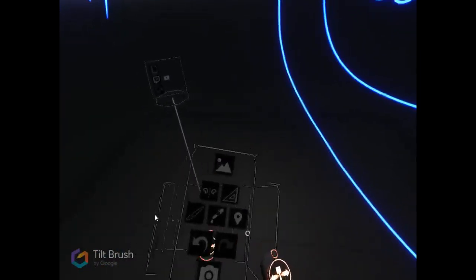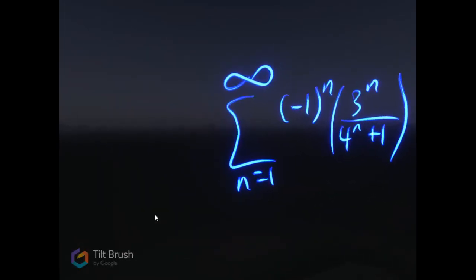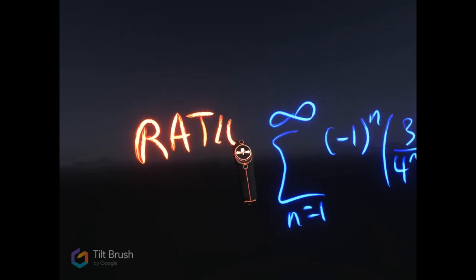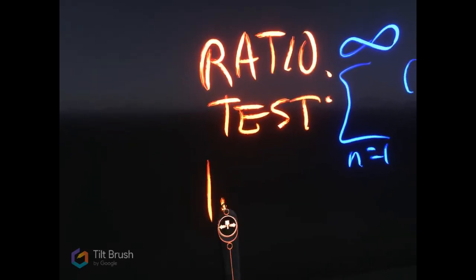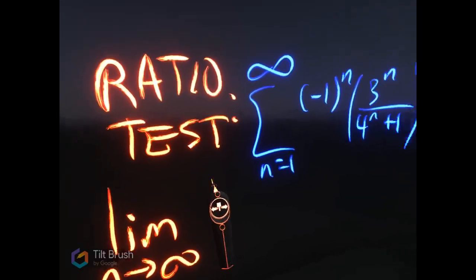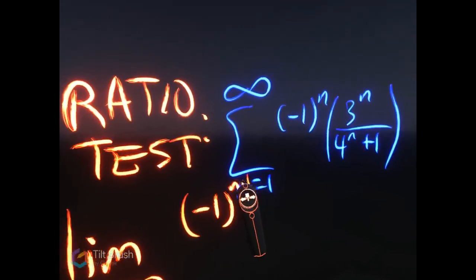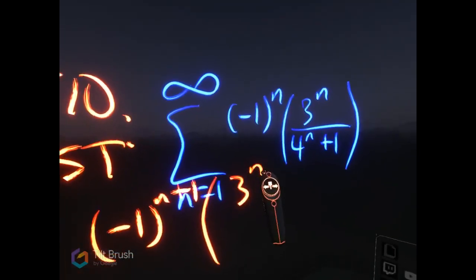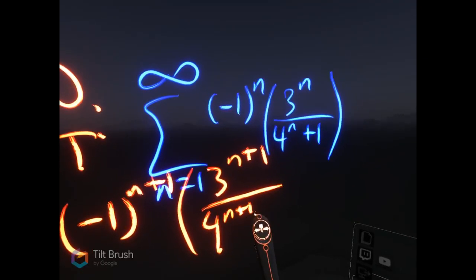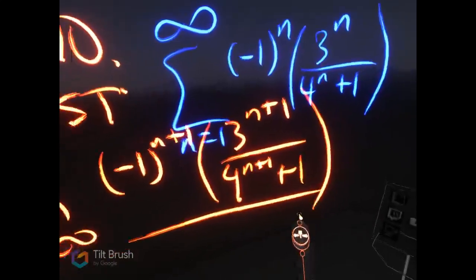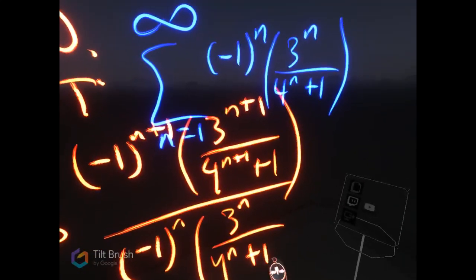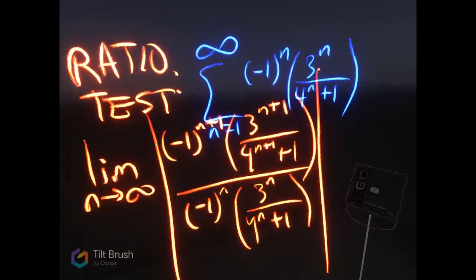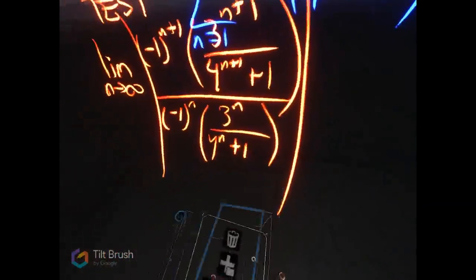All right, so ratio test. I can do a ratio test. So I'm going to have the limit as n goes to infinity of the absolute value of (-1)^(n+1) times 3^(n+1) over 4^(n+1)+1, over (-1)^n times 3^n over 4^n+1. All of that in absolute value bars.